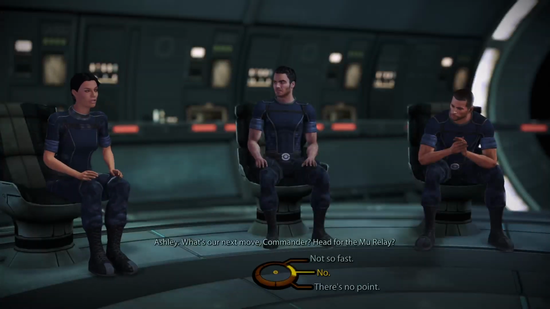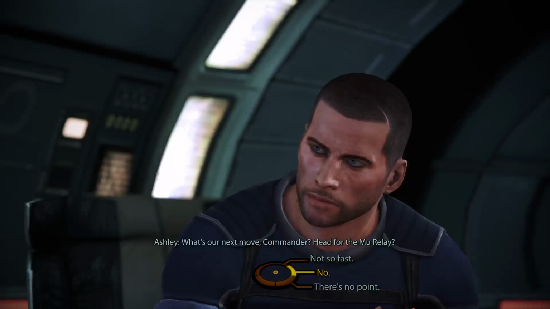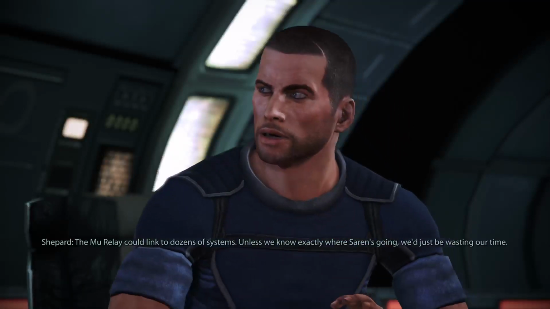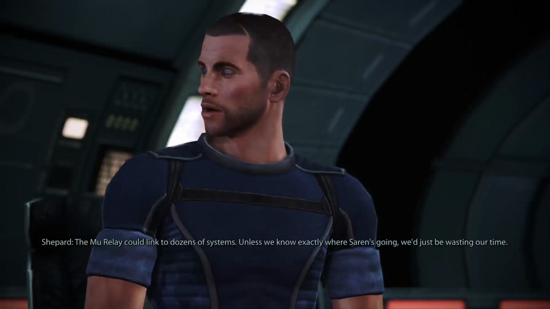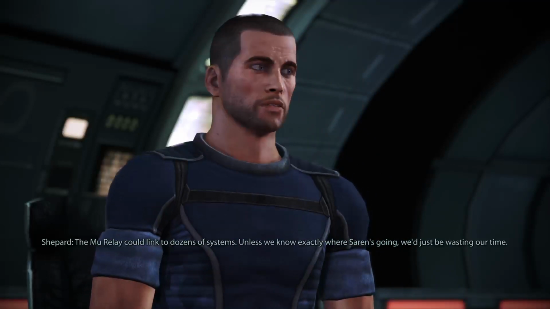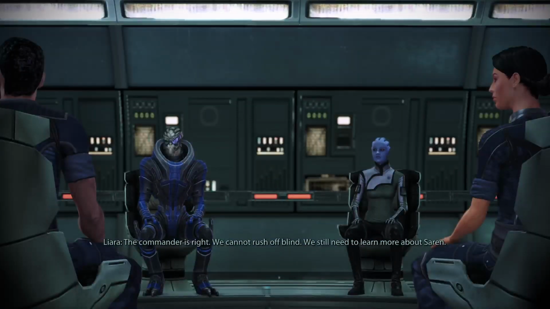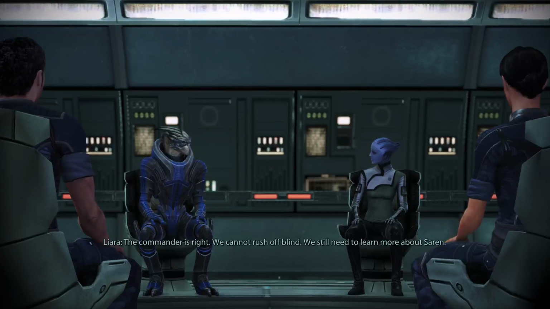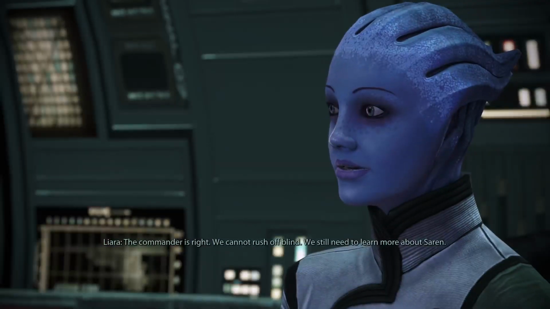What's our next move, Commander? Head for the Mu Relay? The Mu Relay could link to dozens of systems. Unless we know exactly where Saren's going, we'd just be wasting our time. The Commander is right. We cannot rush off blind. We still need to learn more about Saren.